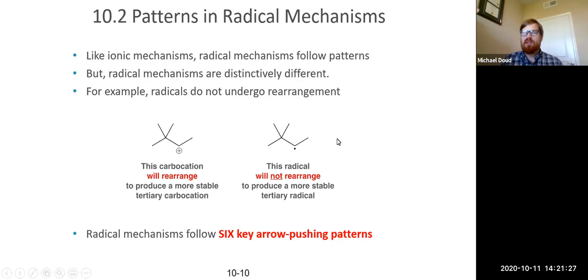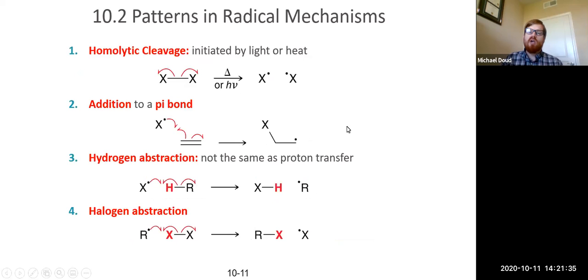And here are the mechanisms that we're going to be using, the arrow pushing patterns, excuse me, that will be used in the mechanisms that we talk about with radical chemistry. So starting off with homolytic cleavage. We already talked about this, but it's basically where you have a sigma bond, one electron goes on either side and it splits the bond. And again, the electrons are distributed equally. So each X gets an electron from here.